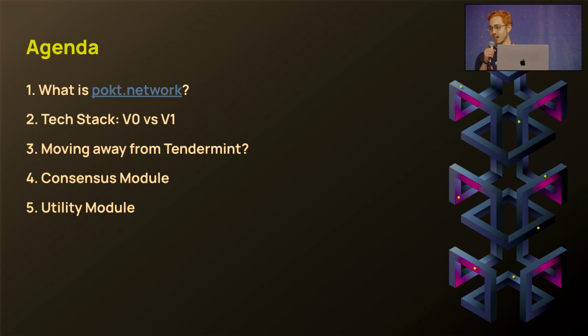So firstly, here's a high-level agenda of what I want to cover. Firstly, I'll talk about what Pocket Network is. Then I'll compare how the v0 stack compares to the v1 stack. v0 is out in the wild, and v1 is underway as we're speaking. Then I'll talk about why we're moving away from Tendermint, which was a very interesting decision and a lot of interesting details that we can cover there. And then I'll give you a very high-level idea of what we're doing with the consensus and utility modules, because there's a lot of really cool stuff happening there as well that I'm very excited to share with you guys.